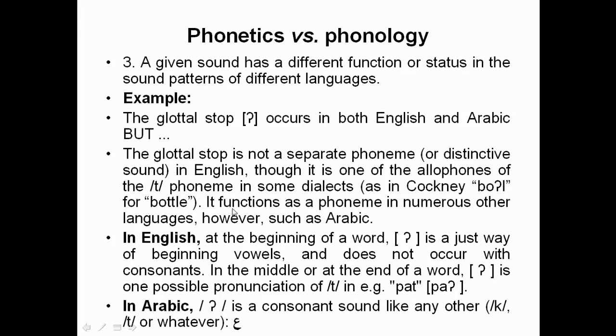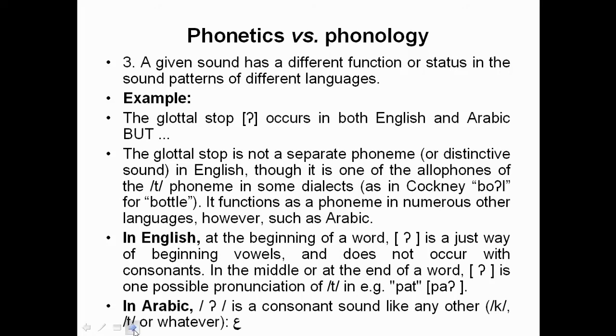So in English it does not function as a phoneme, while in numerous other languages, like Arabic as we have discussed, it does. In English, at the beginning of a word, this glottal stop is just a way of beginning vowels and does not occur with consonants. In the middle or at the end of a word, the glottal stop is one possible pronunciation of the t sound. For this t, we actually replace it, so pat becomes pa'. In Arabic, this is a complete entity, totally different from a k sound or a t sound. But in English it is not complete. It is just like a blow of air, just like an allophone, or a different way of pronouncing t, you can say.